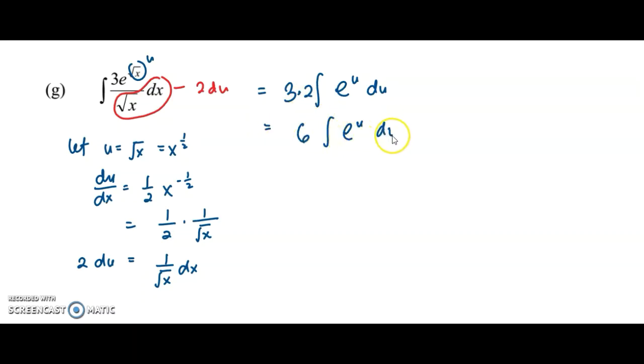Integrate e^u with respect to u, you have e^u plus c. Then after that, substitute the u back to the square root of x. You have the answer 6e^(square root of x) plus c.